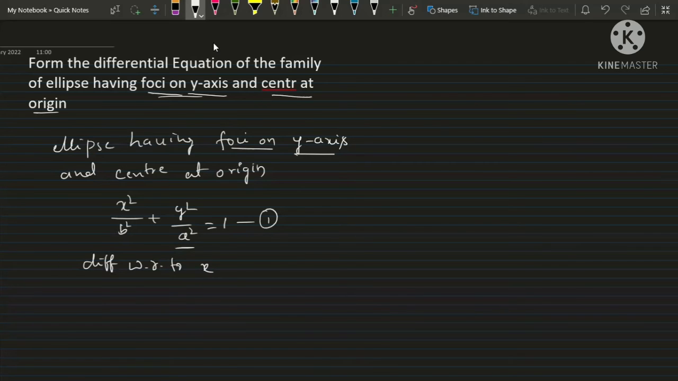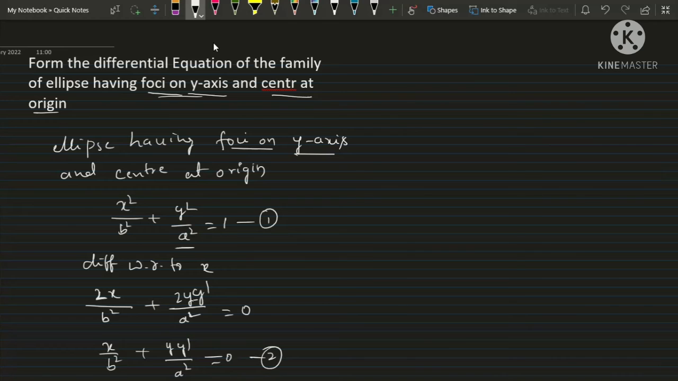Now differentiation of x square is 2x. The b square is constant, keep as it is, plus this is 2y by a square. Again we have to differentiate y, that is y dash, is equal to 0. Okay? Now I will take 2 common. What is left? x by b square plus y into y dash by a square is equal to 0. This is equation 2. I told you how many arbitrary constants are there in this. 2 arbitrary constants are there. I differentiated one time. Again I have to differentiate.